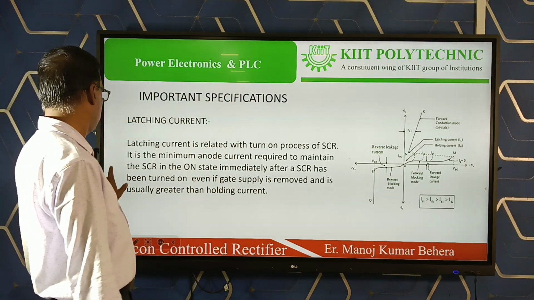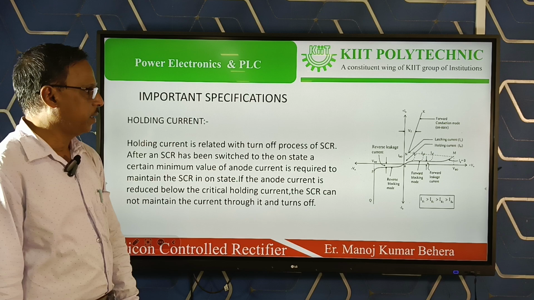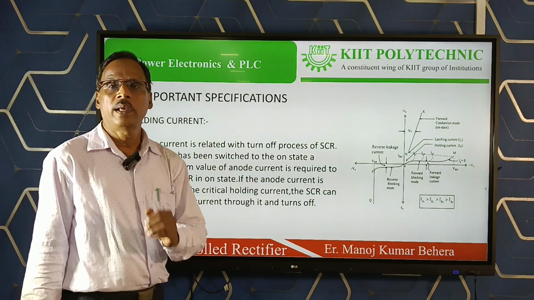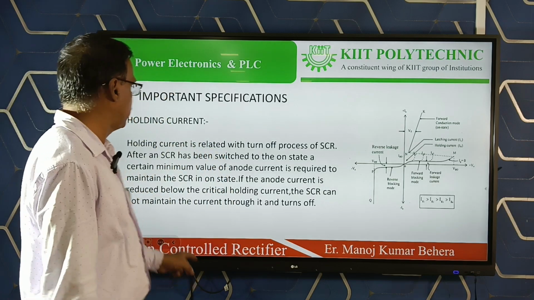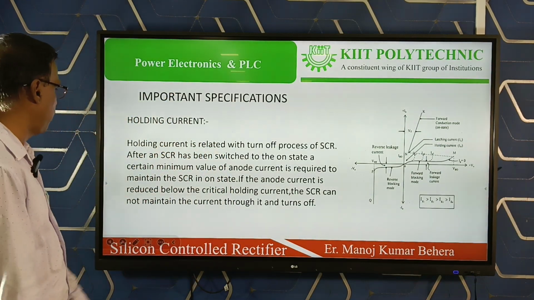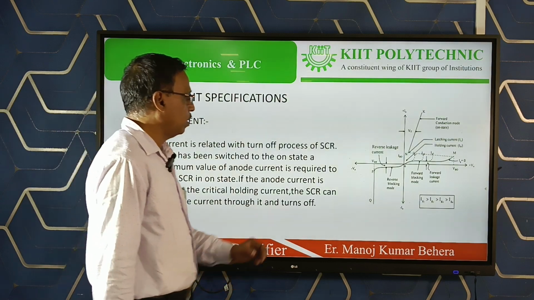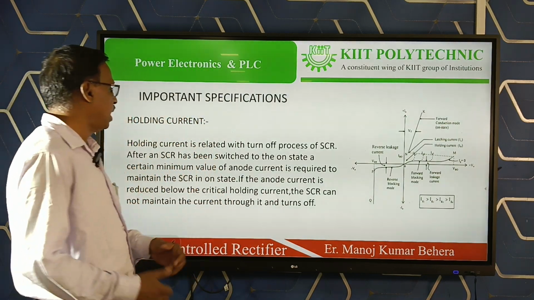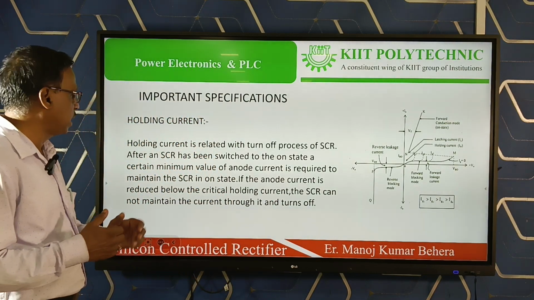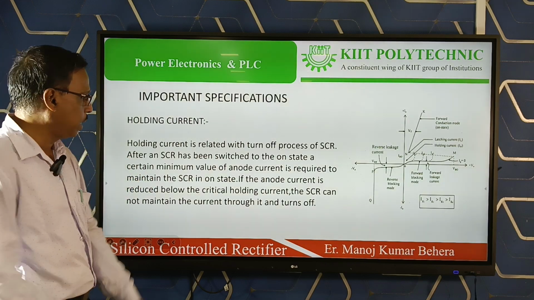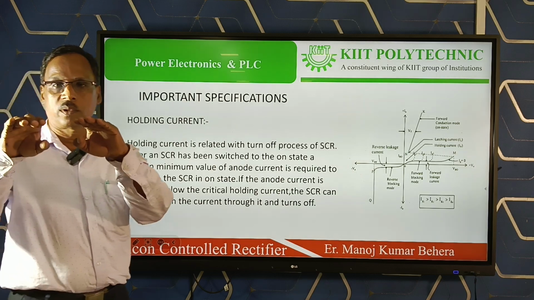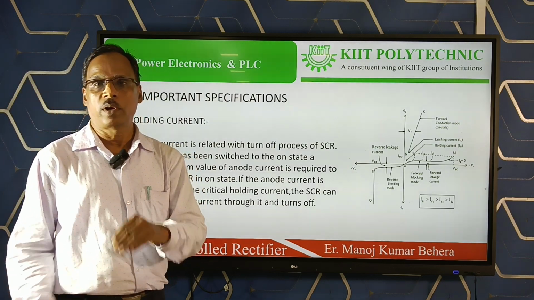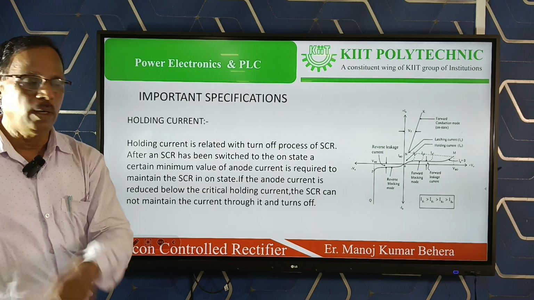Next is holding current. Holding current is related to the turn off process of the SCR. After the SCR has been switched on, a certain minimum value of anode current is required to maintain the SCR in on state. So if the current reduces below this holding current, the SCR will turn off.